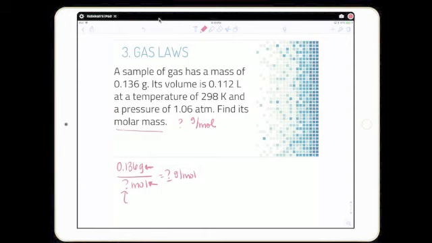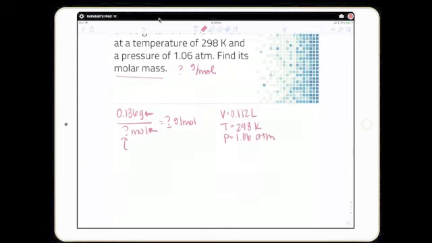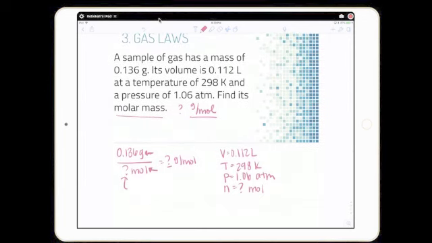So let's look at everything else. They give me a volume of 0.112 liters. They give me a temperature of 298 Kelvin, and they give me a pressure of 1.06 atm. And I need to know moles. Why do I need to know moles? Because I need to know molar mass. Molar mass is grams per mole, and they have given me grams. So I don't need to find that out.